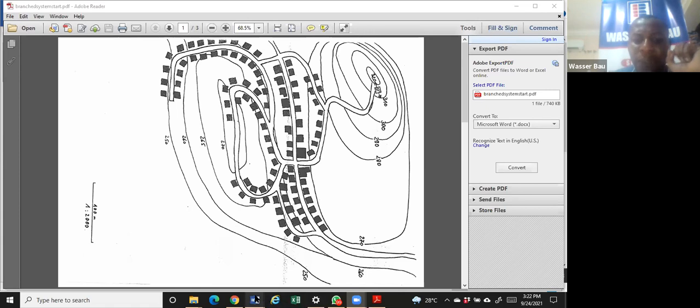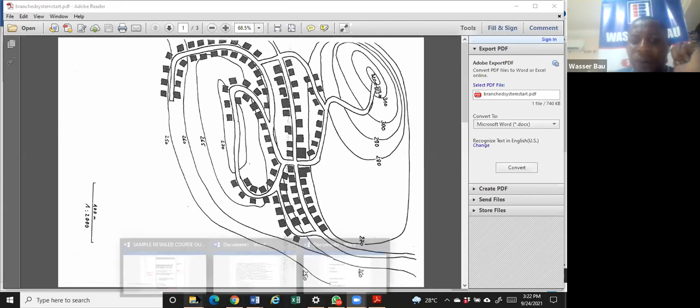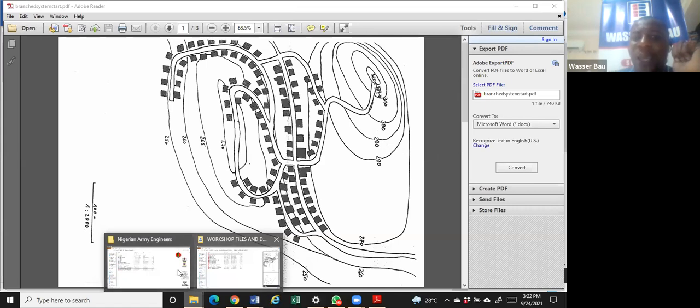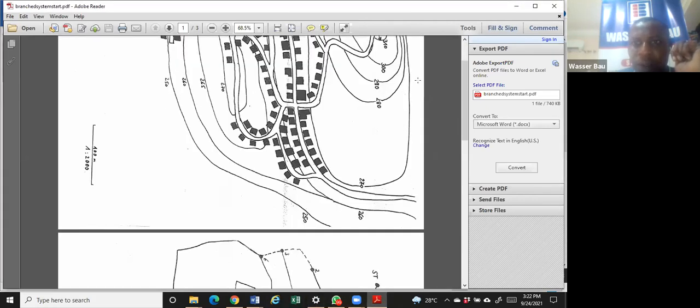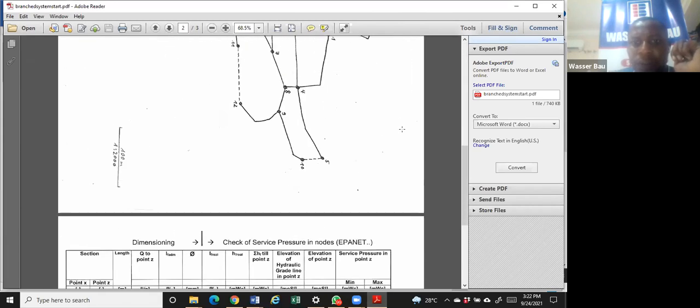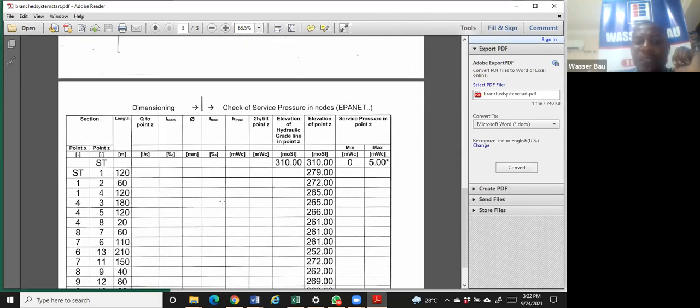So let me bring us again to what we did yesterday. After this elevation and everything, we now have to find out how we can get our Q. If you look at the next item on this table, the next item says the Q. So we have the Q. We don't know the Q now. So the first thing you do is to determine the Q.